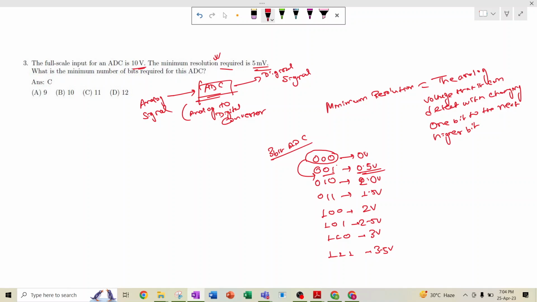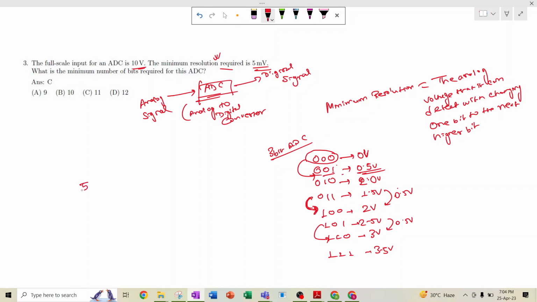So that means the resolution of this circuit is 0.5 volt, because it cannot detect less than 0.5 volt. You can see the difference between any two consecutive bits is 0.5 volt, the resolution. Now in the question it is asked, the minimum resolution required is 5 millivolt.